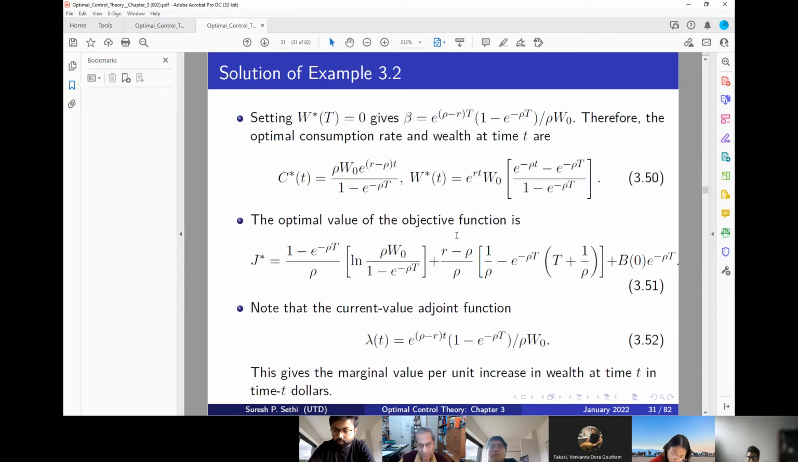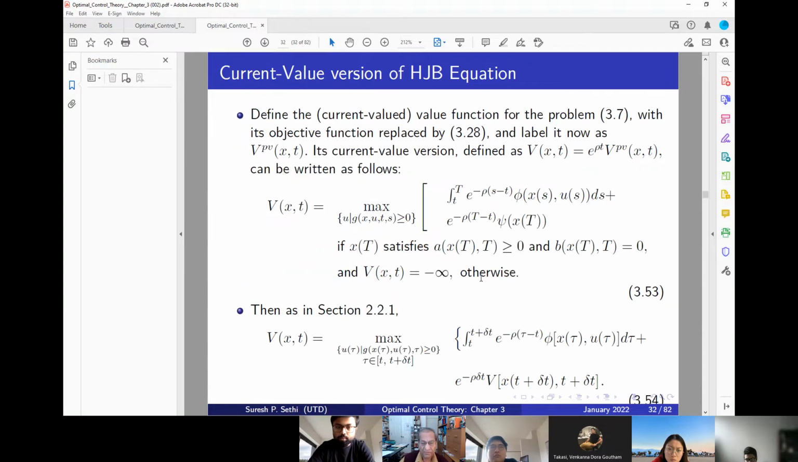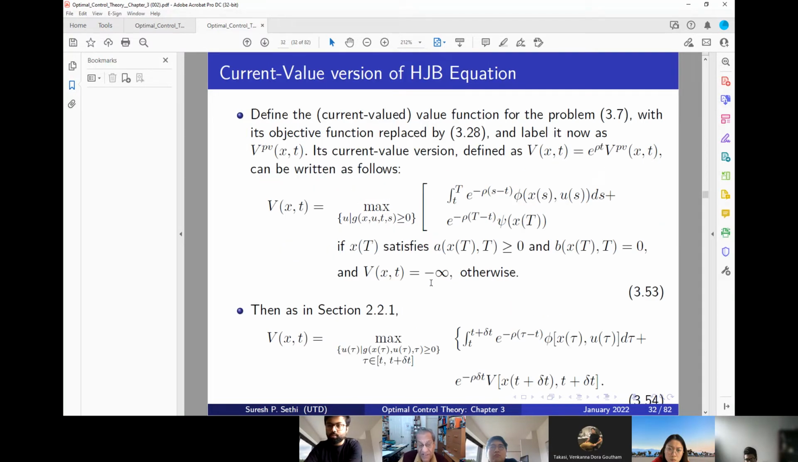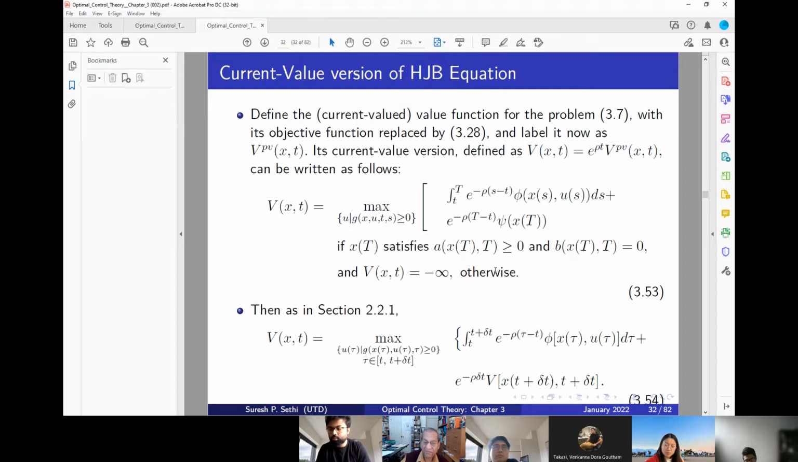So I have a new current value formulation of the Hamilton-Jacobi-Bellman equation, or Hamilton-Jacobi equation, Hamilton-Jacobi-Bellman equation, because of the max. And if this is not satisfied, then it's minus infinity. So I am doing a little bit more than chapter 2. In chapter 2, there is no minus infinity because everything was feasible. There were no constraints. But now there are constraints. And so I'm giving you, if there are constraints, the value function has this kind of form. Usually this and that. Same this, and it's minus infinity otherwise. So, okay.